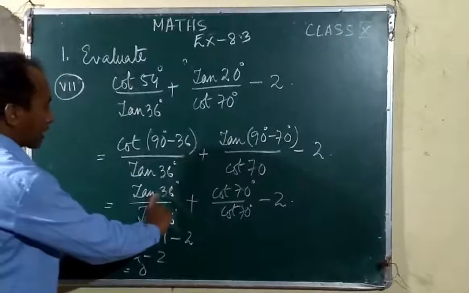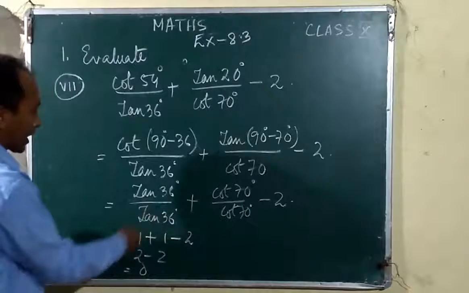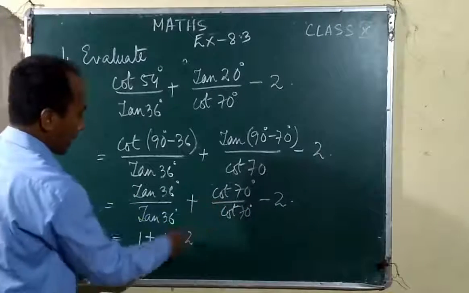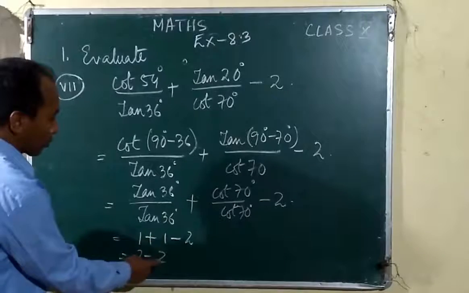So here the numerator and denominator remain the same. If you cancel it, it is 1. So it is 1 plus 1 minus 2. 1 plus 1 is 2. 2 minus 2 is 0.